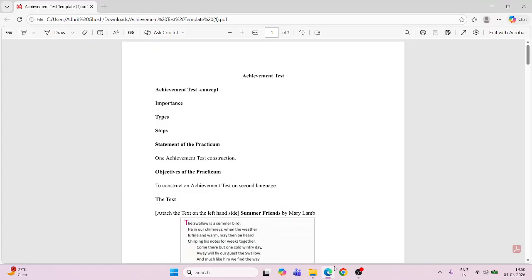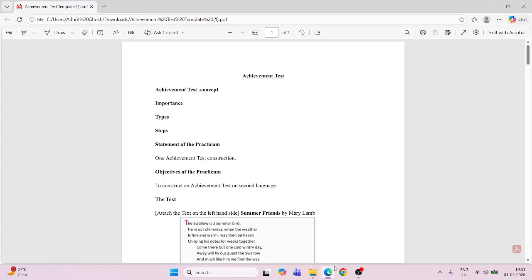Today I'm going to explain to you the procedure of writing the practicum on achievement test for course 1.3.7b subject English. At the very beginning, you have to write a brief introduction on what is achievement test, the concept. Then you have to write the importance of achievement test, a few points on that. Then the types of achievement test, the steps for conducting an achievement test.